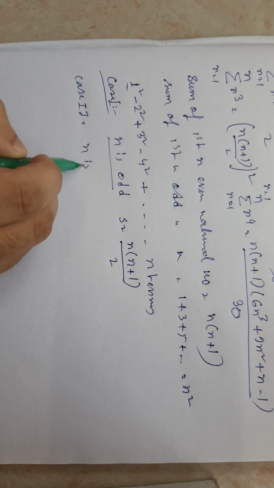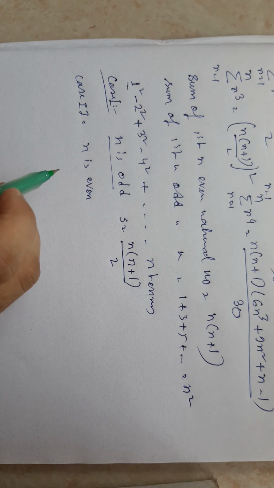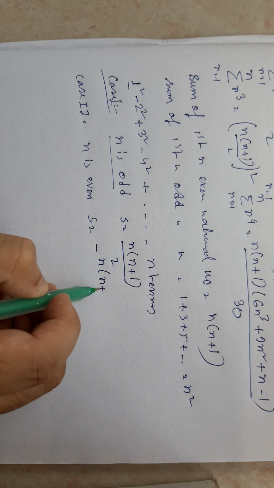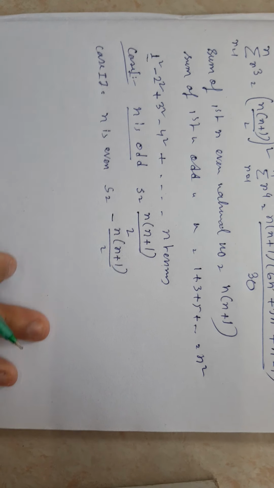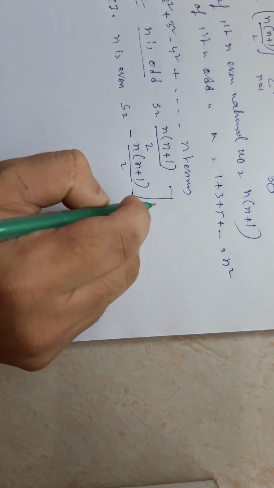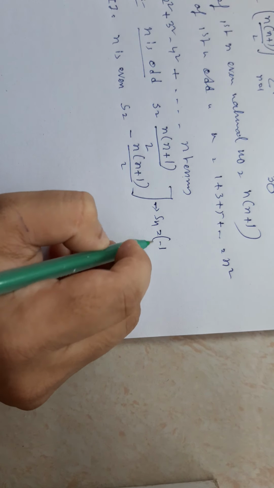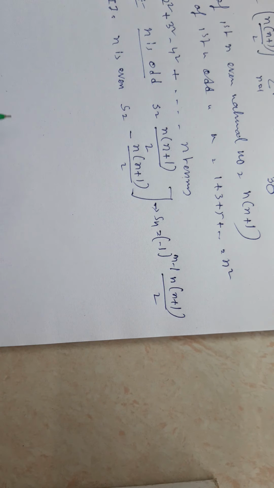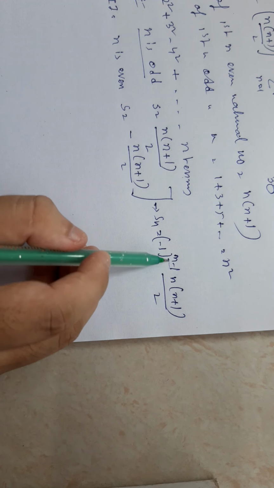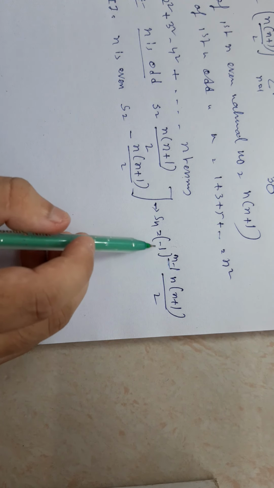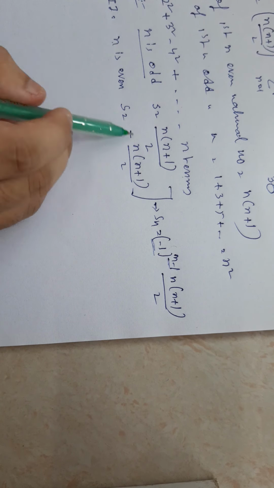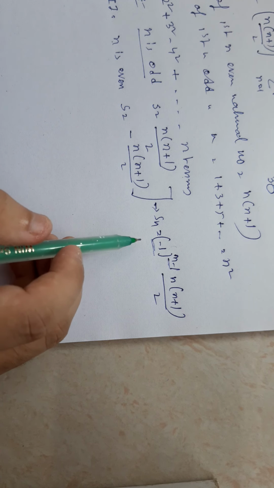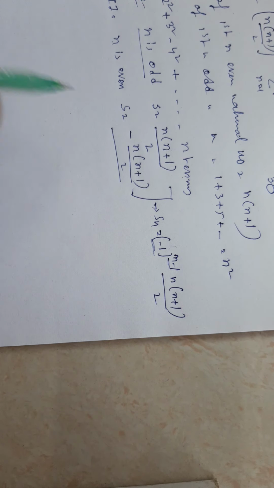Case 2 is when n is even. If n is even, then S will be minus n into (n plus 1) by 2. If we combine these results, then Sn is (minus 1) to the power (n minus 1) into n into (n plus 1) by 2. That is, if n is odd, then n minus 1 will be even and the sign will be plus, and if n is even, then n minus 1 will be odd and minus 1 to the power odd is minus, which gives this result.